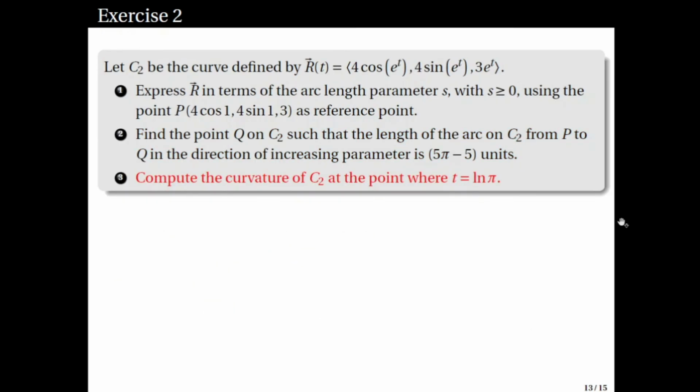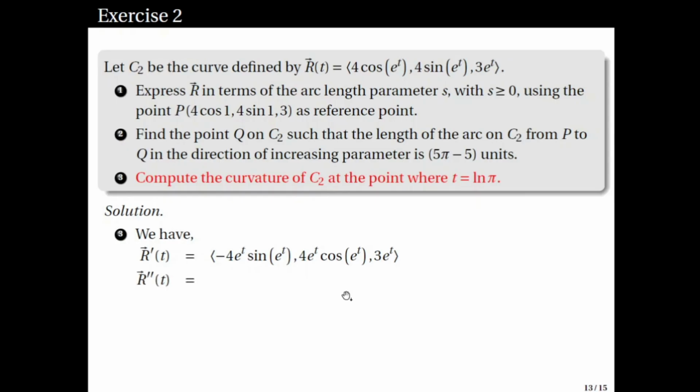Lastly, we need to compute the curvature of C2 at the point where t equals ln pi. So again, you can do this using two formulas, but let me use the alternative formula, which uses r prime and r double prime. From the previous two items, we already have r prime as this. So to get r double prime, just simply take the derivative of the components of r prime.